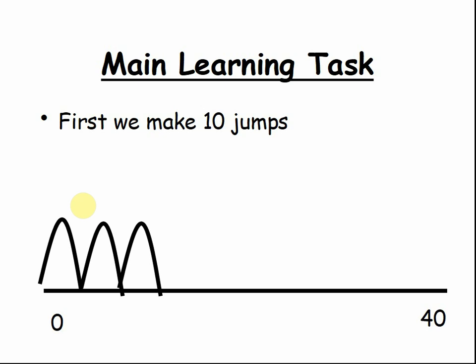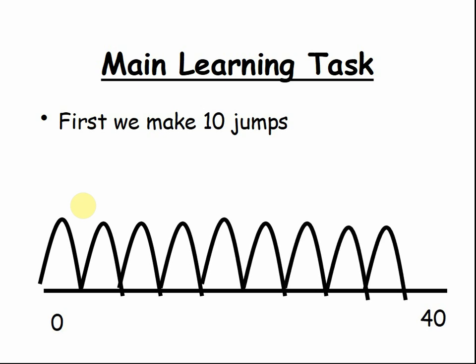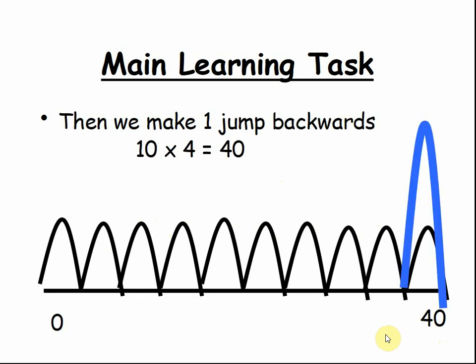First we make 10 jumps. So 1, 2, 3, 4, 5, 6, 7, 8, 9, 10, and we end up at 40. 10 times 4 is 40. Then we need to make one jump backwards, so that we make 9 times 4. Go back 4. 40 take away 4 is how much? It is 36.